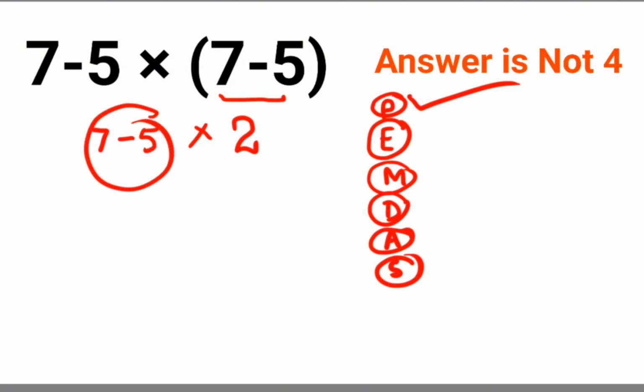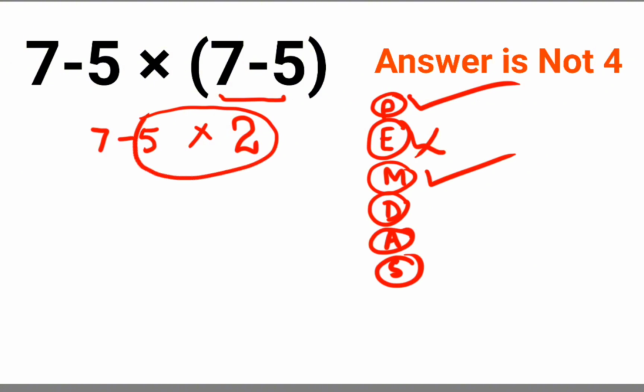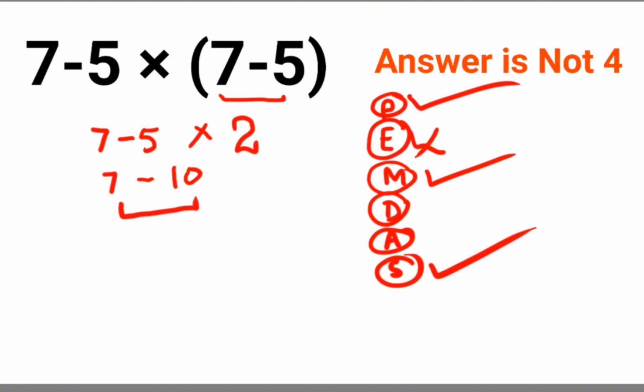Now don't solve this because it's not the order of operations. Exponent is missing. Multiplication is there. So we will solve this portion now according to the PEMDAS rule. So we will get 7 minus 10. Hence after the last step we will get minus 3, which will be our correct answer for this question.